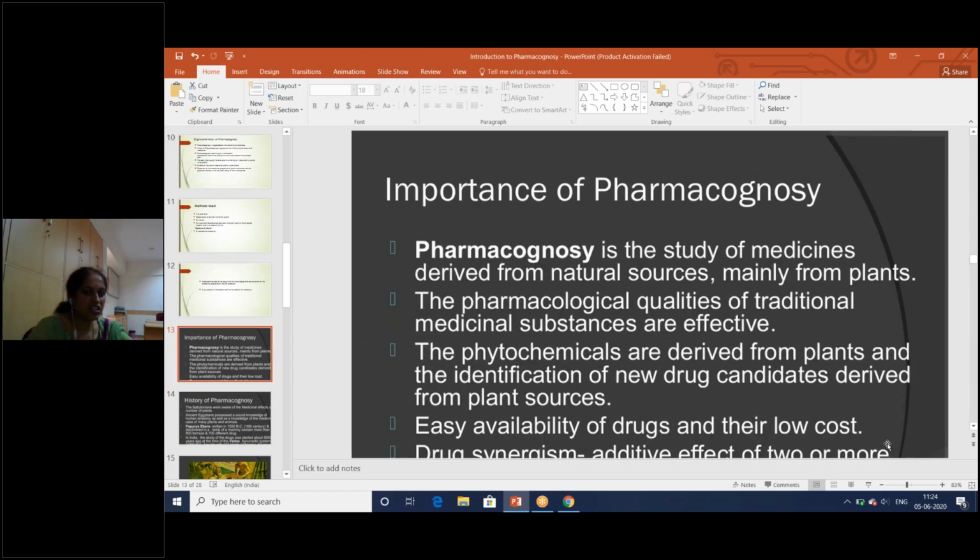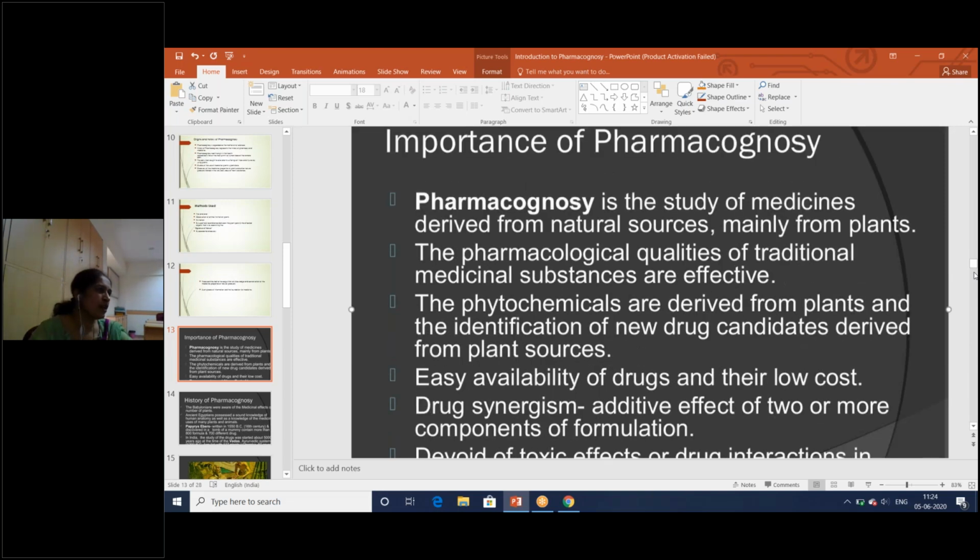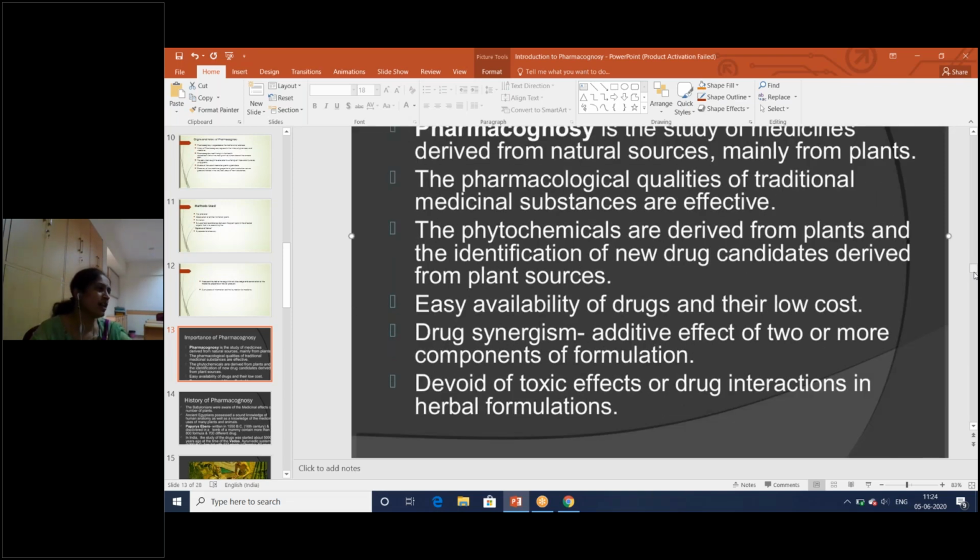Then drug synergism, the additive effect of two or more. Anything Ayurvedic you take, it actually contains more than one drug. It is not that only tulsi will be there. Along with the tulsi, fennel will be there, coriander will be there. So it is always a synergistic action.